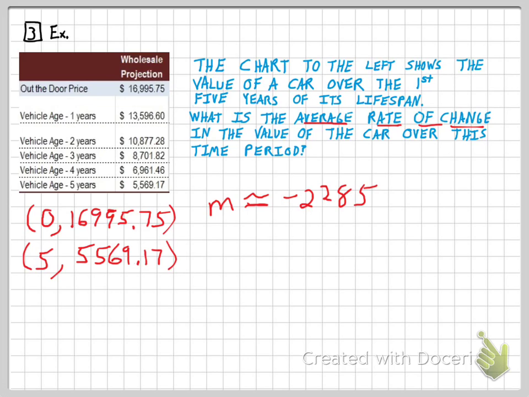Might be a little surprised to get a negative number, but if you think about it, the average rate of change in the value of this car, since the value is actually dropping, it's not surprising that you get a negative number. And in this case, it's dollars per year. So what we figured out is obviously the price is dropping each year, but on average that drop is negative $2,285 per year.